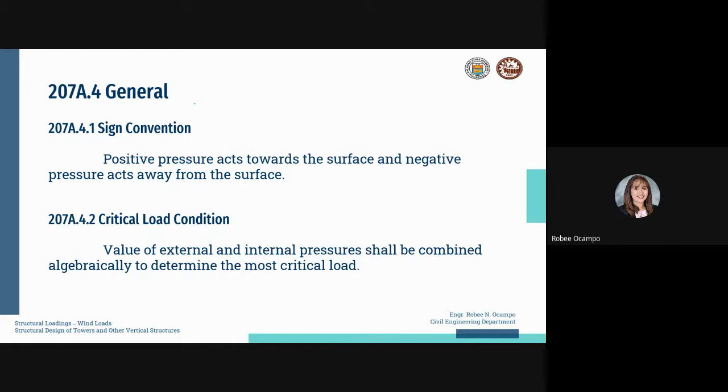Okay? So if the wind pressure is going towards the surface, the wind pressure should be in positive form, and if your wind pressure is acting away from the surface of your structure, that should be in negative pressure or in a negative form. Okay. Now, when it comes to the critical load condition, the value of external and internal pressures shall be combined algebraically to determine the most critical load. Okay?